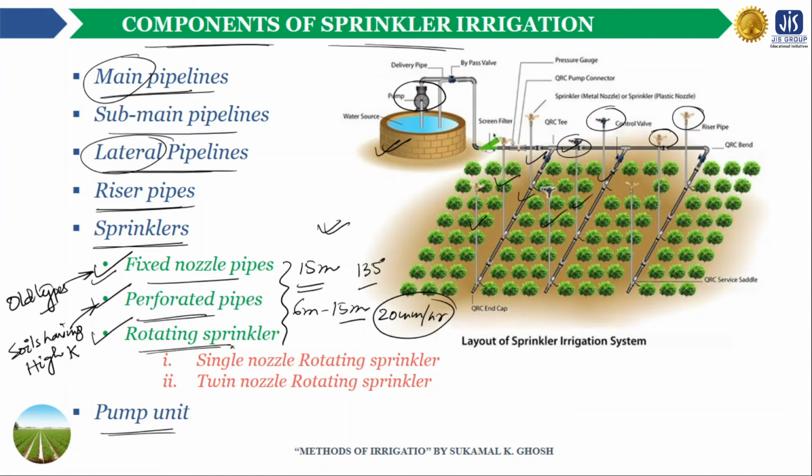Now the rotating sprinkler consists of one or two nozzles mounted on a body which is rotated slowly about a vertical axis by the action of a deflecting vane connected to it. If this rotating sprinkler consists of one nozzle, then it is called a single nozzle rotating sprinkler. But if it consists of two nozzles, it is called a twin nozzle rotating sprinkler.